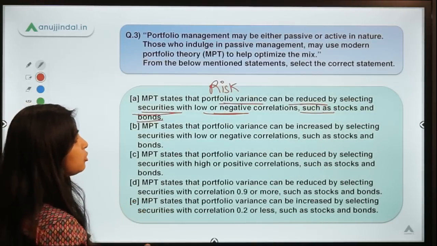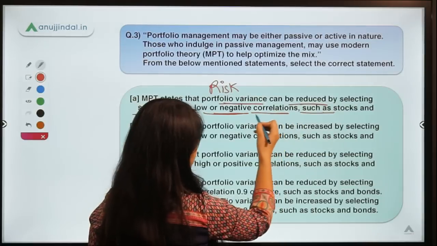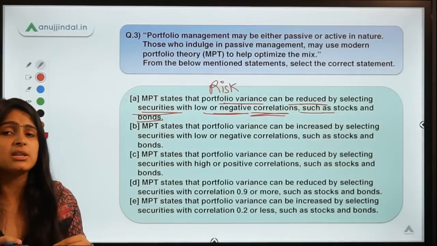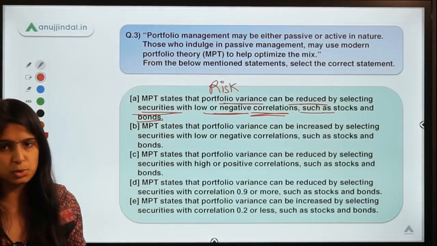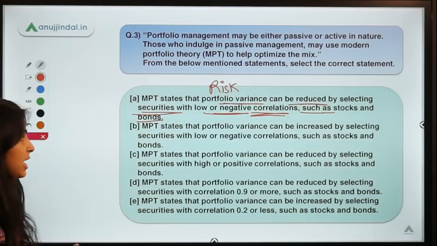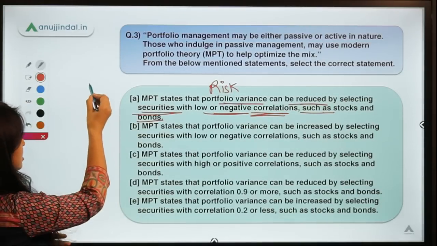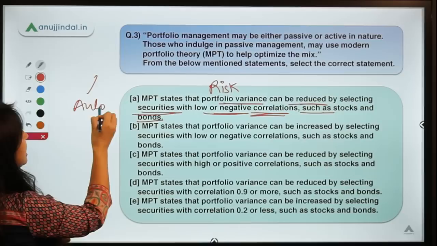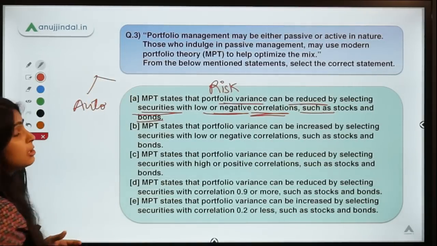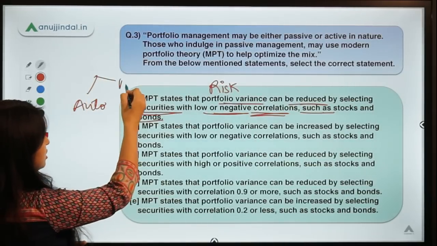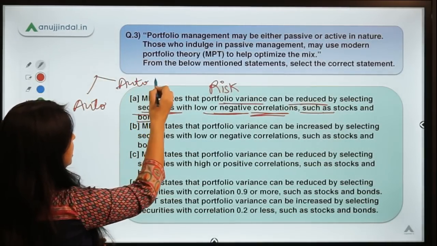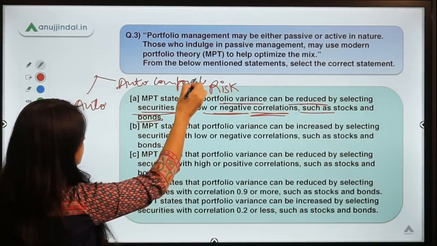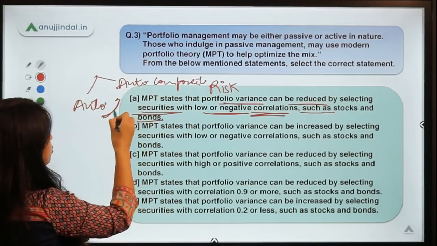After that, we are talking about one term called correlation. So what is the meaning of correlation? It is how closely related two investments are with each other. So let's say there is an investor and that investor has invested into an automobile company and he has invested into another company which manufactures automobile components. So what do you think? Is there any relationship between the two or not?